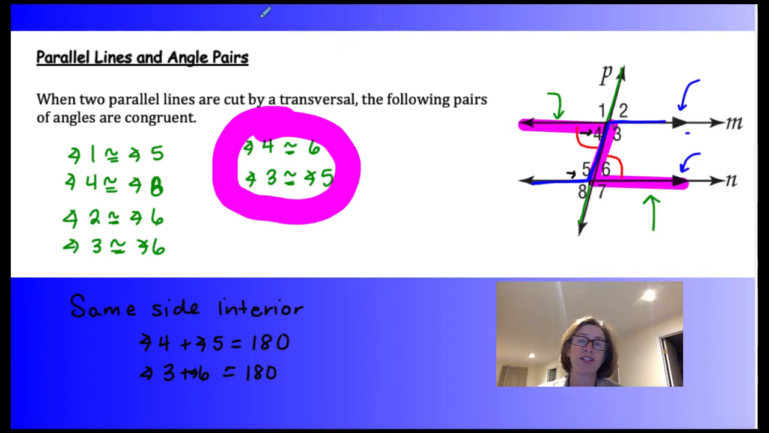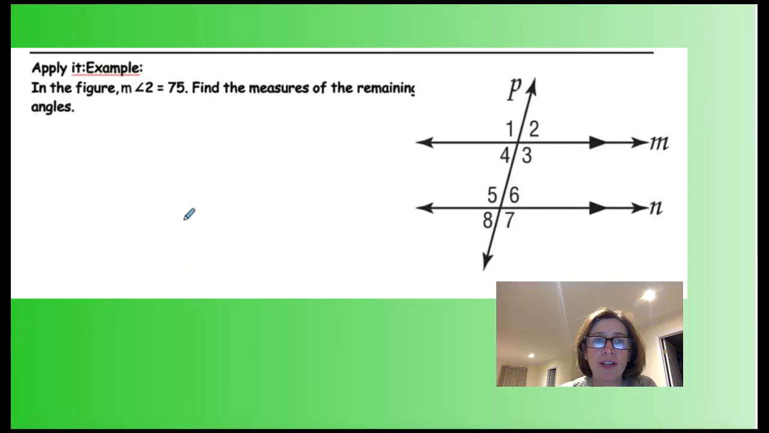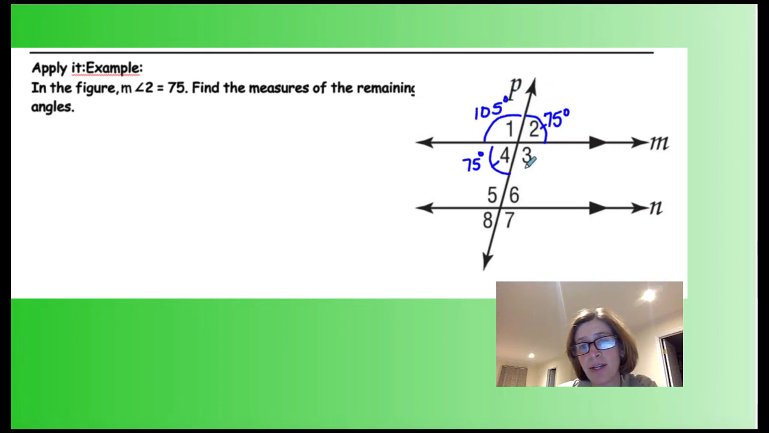Now, there's some other relationships that we're going to look for as well. But for now, let's look for Z's and see if we can find alternate interior angles. Why? Well, because they're congruent. All right, so let's look at an example. So it says that the measure of angle 2 is 75 degrees. So I'm going to go ahead and mark my 75 degrees. Okay, immediately then I know that angle 2 is 75 degrees because they're vertical angles. All right, and I know that angle 1 would have to be 105 because they form a linear pair. All right, so that means that angle 3 is 105.